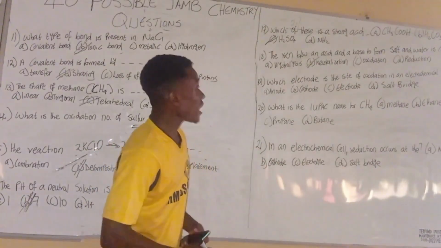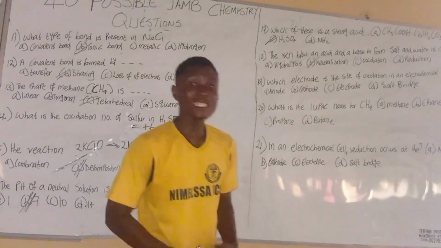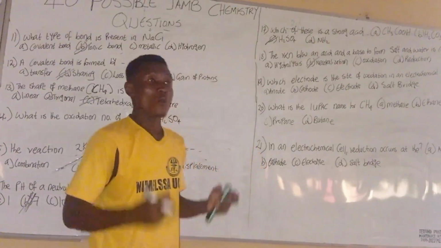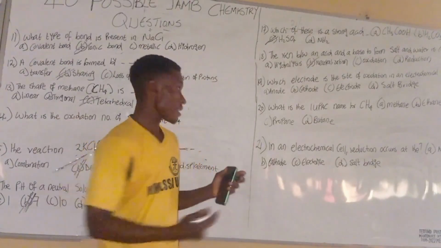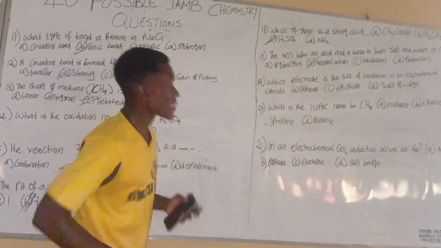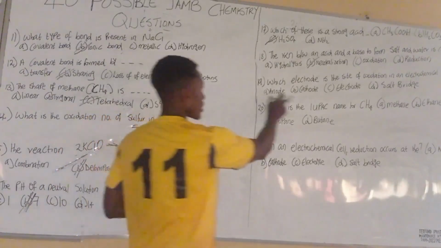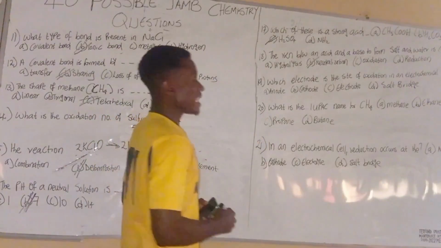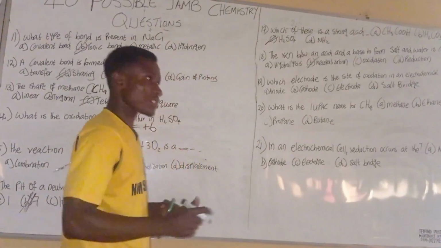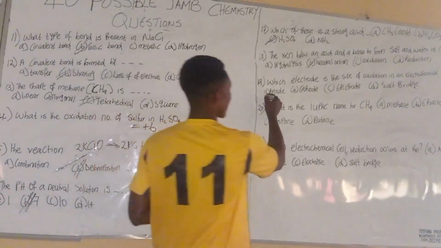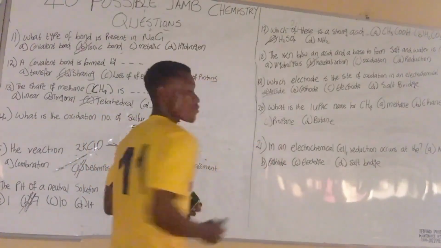We have the next one, which is number 19. It says, which electrode is the site of oxidation in an electrochemical cell? This is how I get this concept. A, anodes. B, cathode. C, electrodes. And D, salt bridge. The correct answer there is anodes. And this is how you get it.